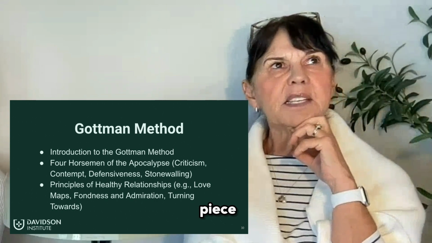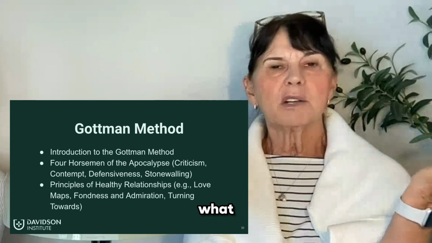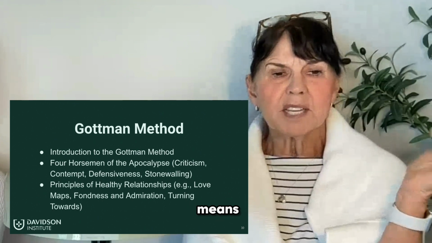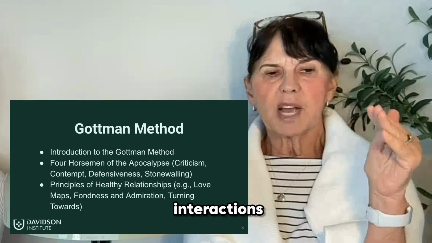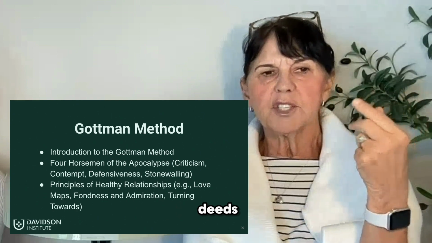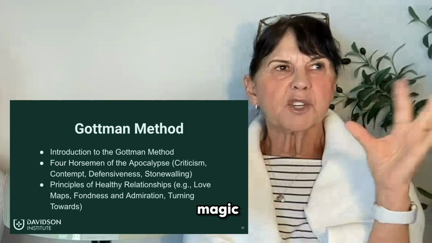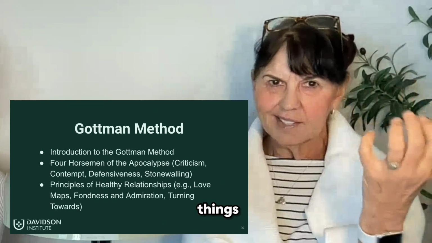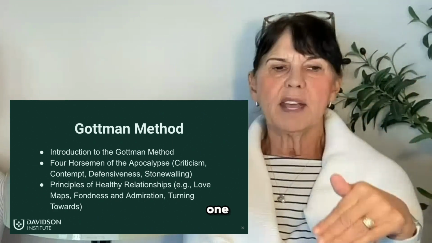Another key piece is what he calls positive sentiment override. Simply means more positive interactions to any negative interactions in terms of words, deeds, gestures. And there's a magic ratio. I think it's 5 to 1. So 5 positive things, say we can say in the course of a day, to 1 negative.